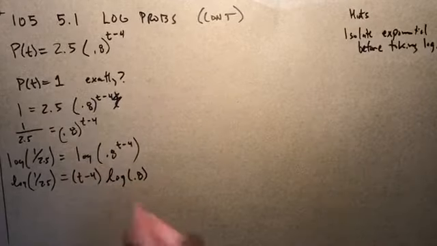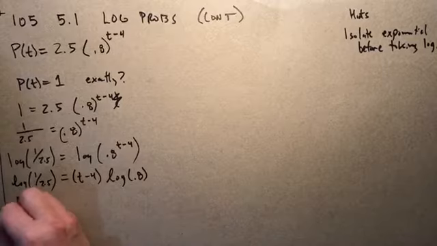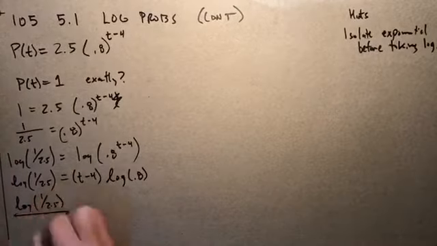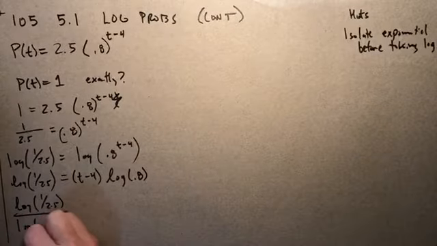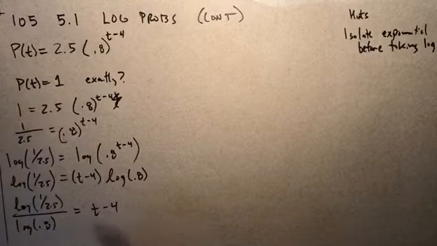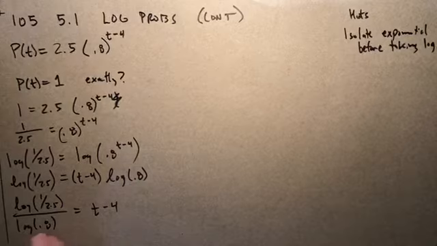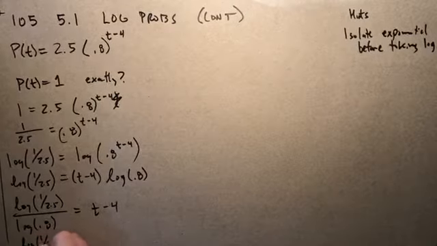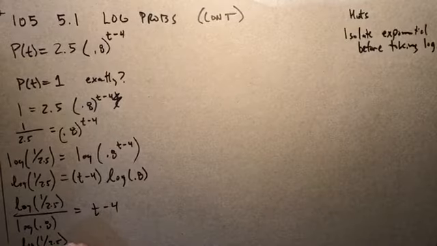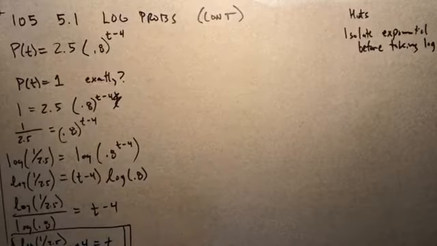There are some of you that want to distribute this, but I think that's a waste of life because log of 0.8 is just a number. Log of 1 over 2.5 divided by the log of 0.8 is equal to t minus 4. And to wrap this thing in a tux, what are we going to do? We're going to add 4 to both sides. Log of 1 over 2.5 over the log of 0.8, plus 4, is equal to t. And we're out.